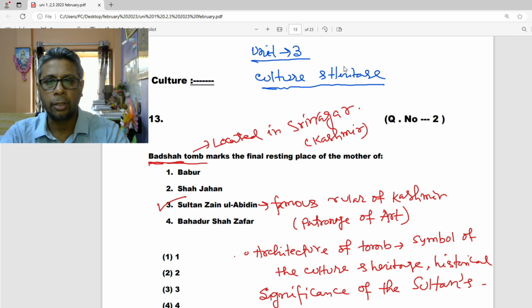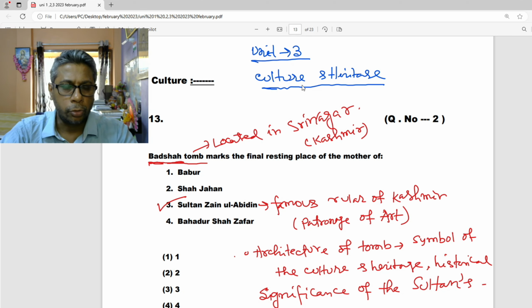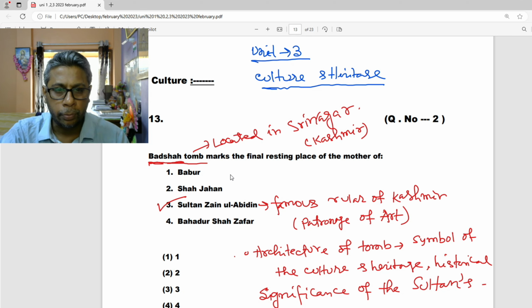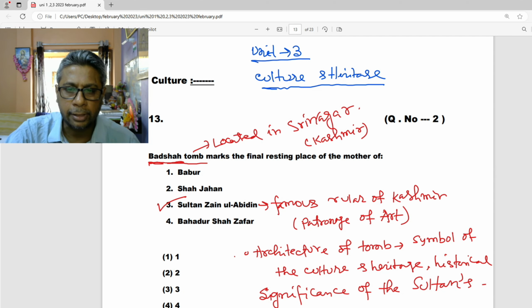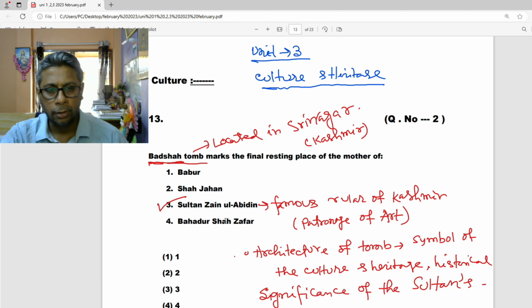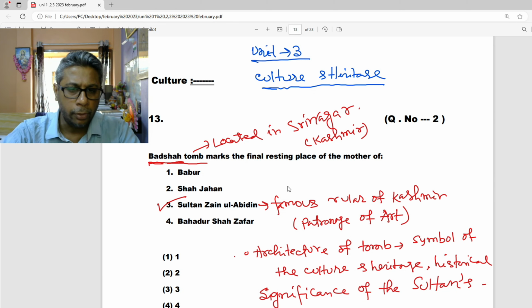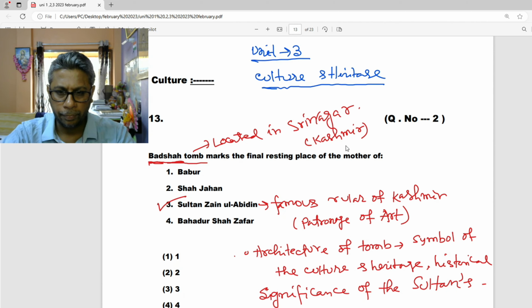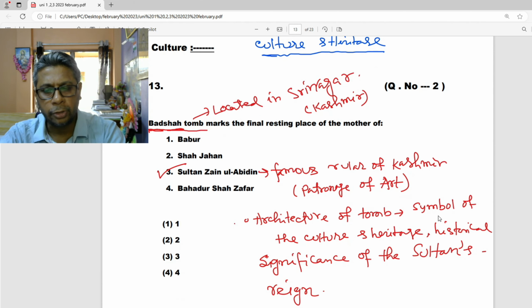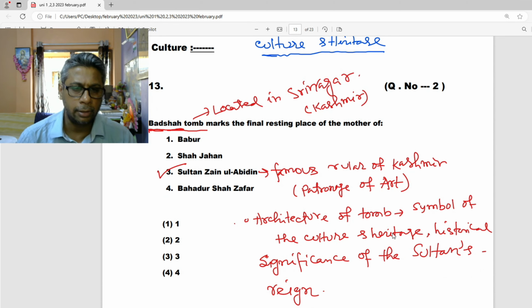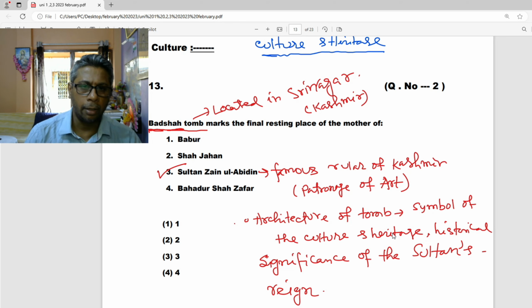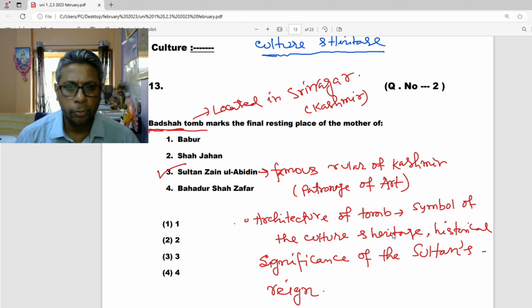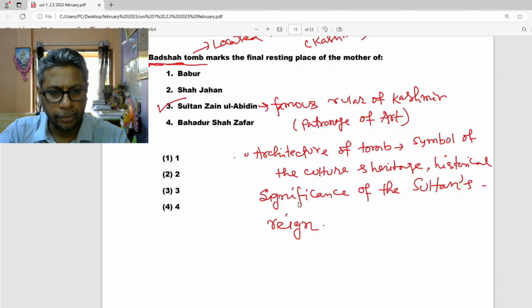This question is based on culture and heritage. The question is based on Bathsa tomb. Bathsa tomb marks the final resting place of the mother of Sultan Jainul Abedin. Sultan Jainul Abedin is the famous ruler of Kashmir, a patron of art. And this Bathsa tomb is located in Srinagar in Kashmir. The architecture of the tomb is a symbol of the culture, heritage and historical significance of the Sultan's reign. This is based on history.